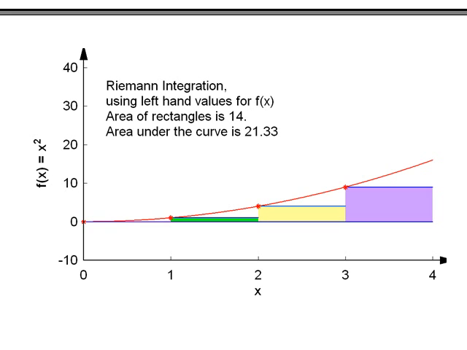So I'll show you again the rectangles. This is Riemann integration, right? I'm using the left-hand values of the function. Get the highlighter here. Here are the left-hand values of the function. You see, I picked them on the left-hand side of the subintervals. The area of these rectangles is 14. The real area under the curve is 21 1/3.